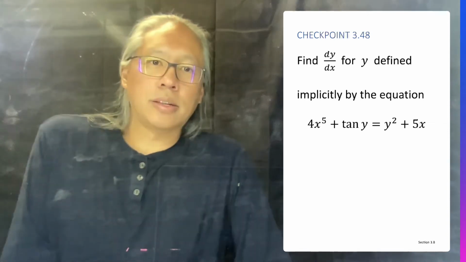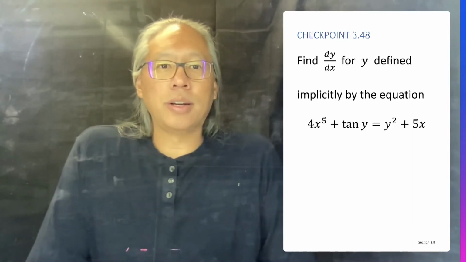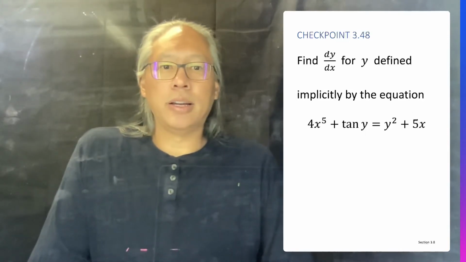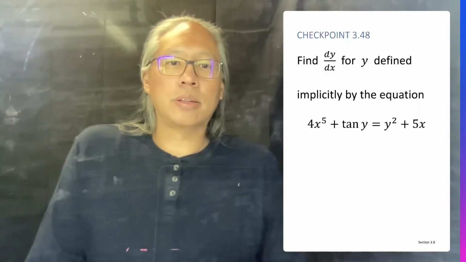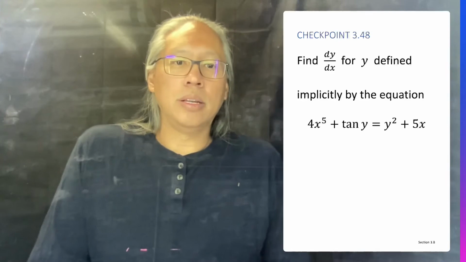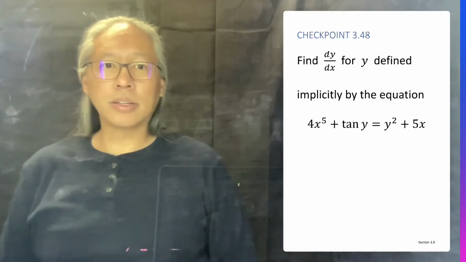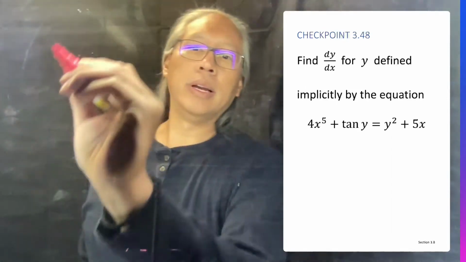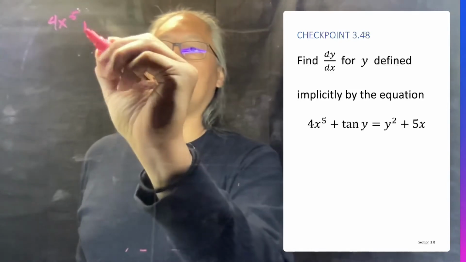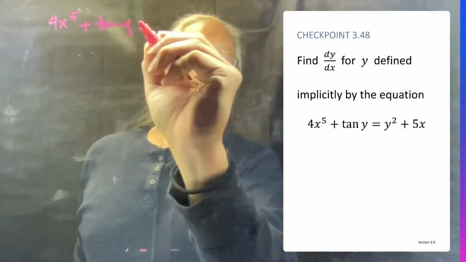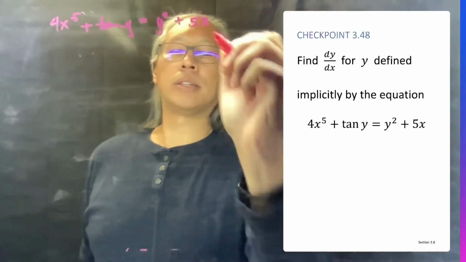Hello, we're looking at section 3.48 from section 3.8. They want us to find dy/dx for y defined implicitly by this equation: 4x to the fifth plus tangent y is equal to y squared plus 5x. So let's write that down. We have 4x to the fifth plus tan y is equal to y squared plus 5x.